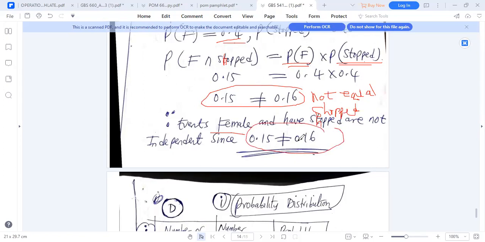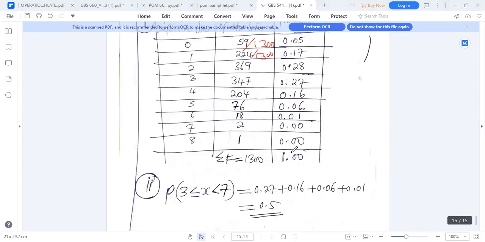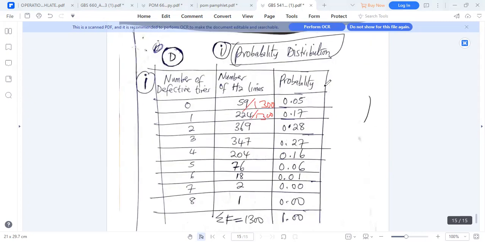Then the last question here, we have to construct a probability distribution. We divide each frequency by the total to get the probability value. So we got these probability values, and this is the probability distribution for the number of defective tires on the limo.